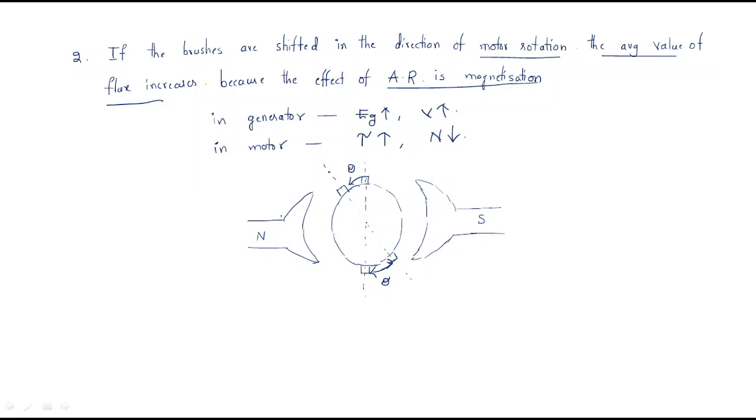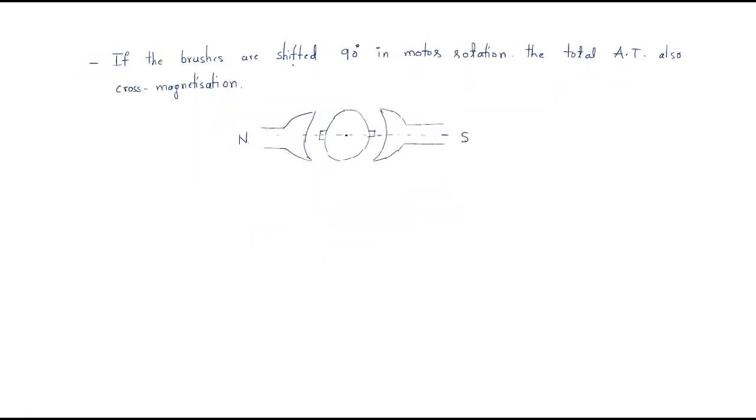Next, if the brushes are shifted 90 degrees in motor rotation, all the dots will be on this side. What happened? Generally here across, north is there, but north will be down here and this will be the south here. So north will be motor rotation, like this, and south will be dotted, like this. From this, north to south is there.